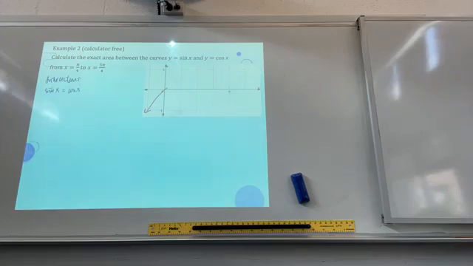I'm going to ignore everything that's below 0, negative, because I've given you the bound. So you can see that tan x is 1, and we don't even have to go anywhere further than 5 pi over 4.